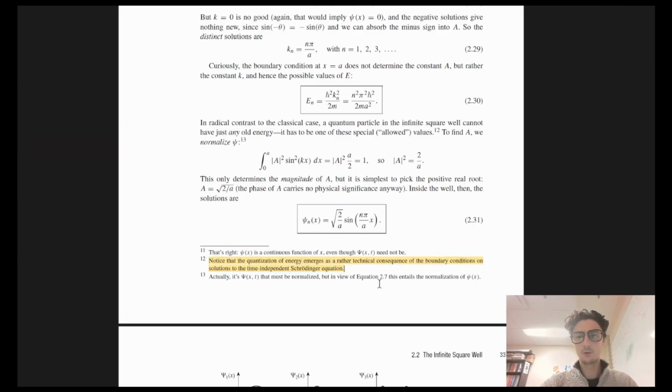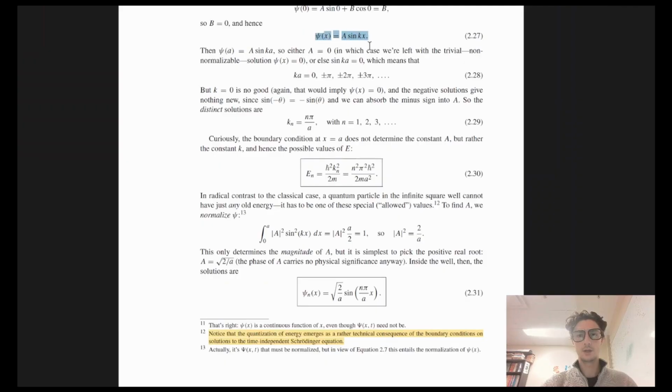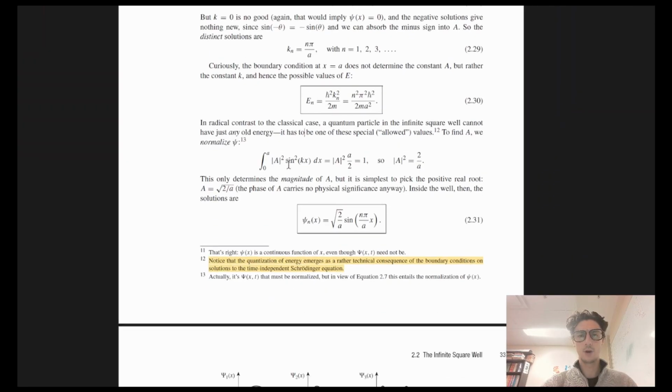That must be normalized. But in view of equation 2.7, this entails the normalization of psi of x, just the small psi, position dependent. So we can normalize the regular stationary state psi, and we should get the full psi normalized. Anyway, we normalize over all space. In this case, it's from 0 to a, because anywhere outside of that, the wave function is 0. We have the solutions, which are these guys, and it's absolute value squared. On the sine, we don't need the absolute value because it is not a complex number or anything like this.